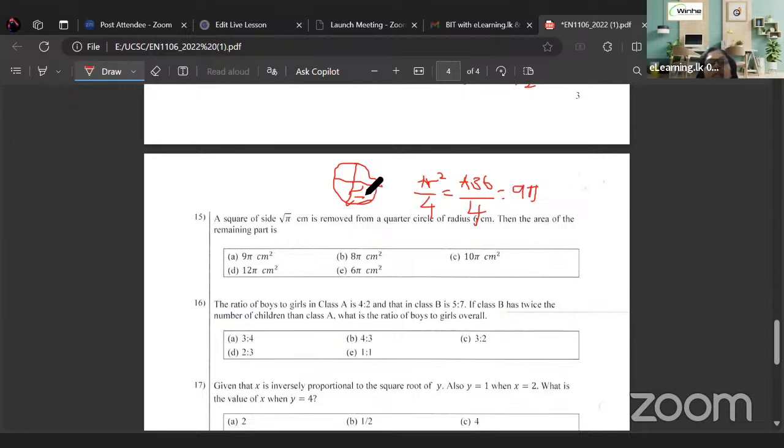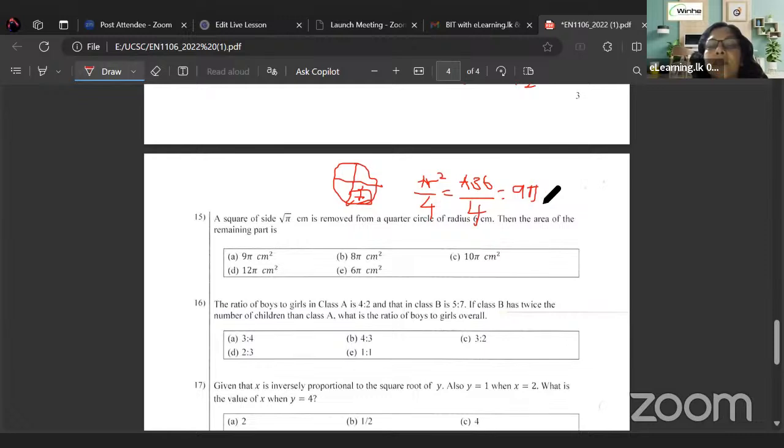See, a square-sized piece is cut and removed from this. The side length of the square is square root 5. Right? Then the area is square root 5 into square root 5. Sorry, I can't write here, right? Square root 5 into square root 5 is, then remove the square root.